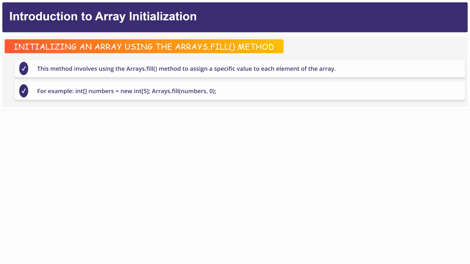In this method, you can initialize an array by using the Arrays.fill method to assign a specific value to each element. For example, you can declare an int array with a specific size and use the Arrays.fill method to assign a value to all the elements as follows.